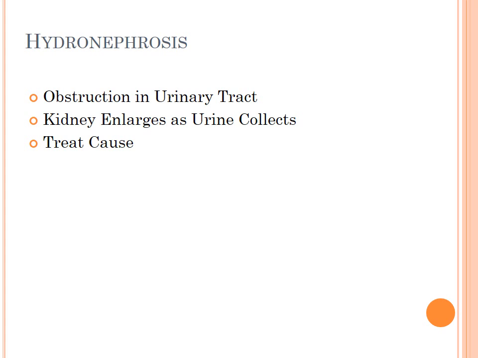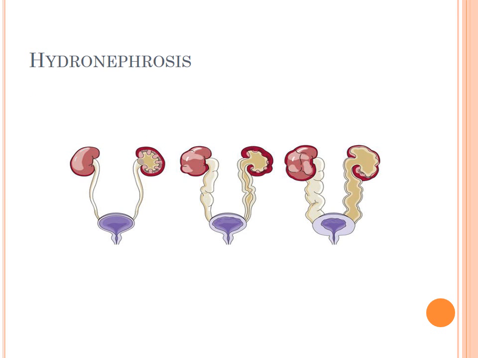On the next picture, you see that there's a dilation of the ureters and a decrease in forward flow of urine and backflow. And so instead of the kidney having the cortex and medulla, you just have this kidney that's filled with urine, and there's a decreased function in the kidney.